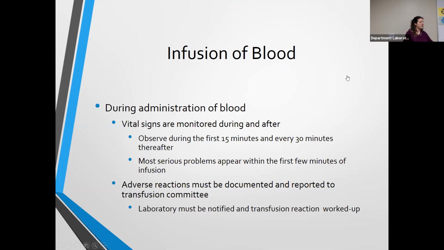And maybe it was at undetectable levels. He received, for whatever reason, an Rh positive unit, and now he's having a transfusion reaction. We would detect that in our post sample.